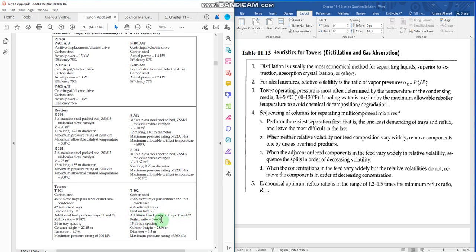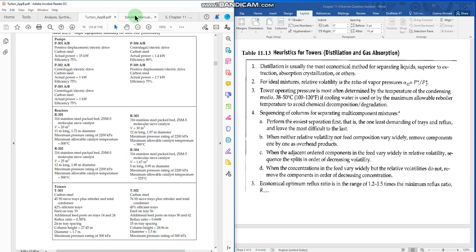Reflux ratio is provided here, 0.6608, and we will see how we can cross-check our values when we calculate the reflux ratio by using the heuristics. The tray spacing between the trays is 15 inch. The column height is 28.96 meter. The diameter is 1.5 meter. Maximum pressure rating of 300 kilopascal. Okay, so we have some information on the column height, diameter, operating pressure, the distance between the trays, and the reflux ratio, and we will see how these results can be compared with our heuristic results.